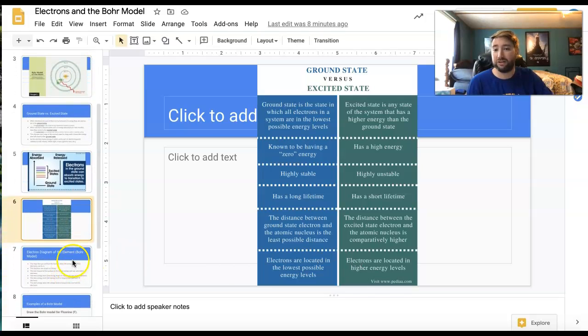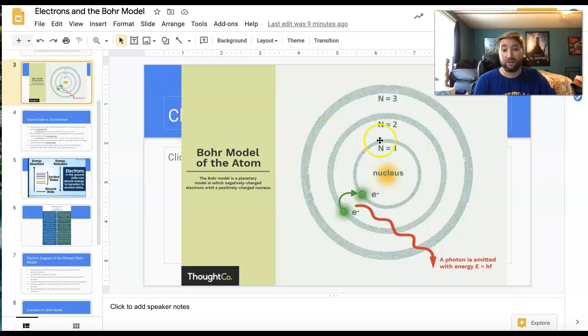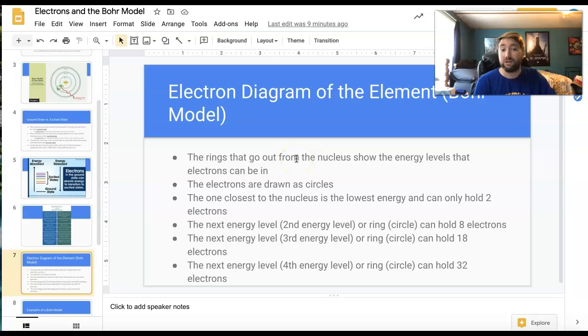All right, so the next thing I want to talk about is the electron diagram for the Bohr model. Niels Bohr, like this picture shows you, organized them into these circles, and the circles show you how far away the electron is orbiting from the nucleus. Each of these rings can only hold a set amount of electrons. There's just not enough space for these electrons due to the distance between the nucleus and the ring it's orbiting in. The one closest to the nucleus can only hold 2 electrons.